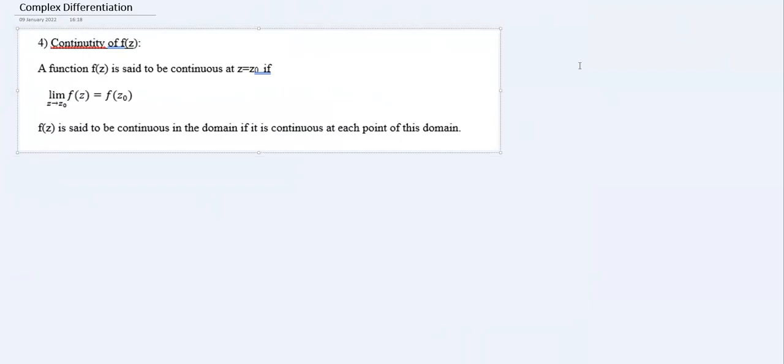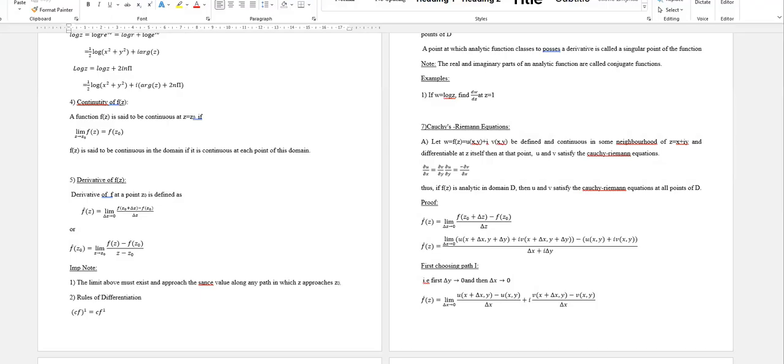Continuity of a function f of z is said to be continuous at z equal to z naught if limit z tends to z naught f of z is equal to f of z naught. So f is said to be continuous in its domain if it is continuous at each point in its domain. So pretty much the same definition. Then next, let us look at the derivative.